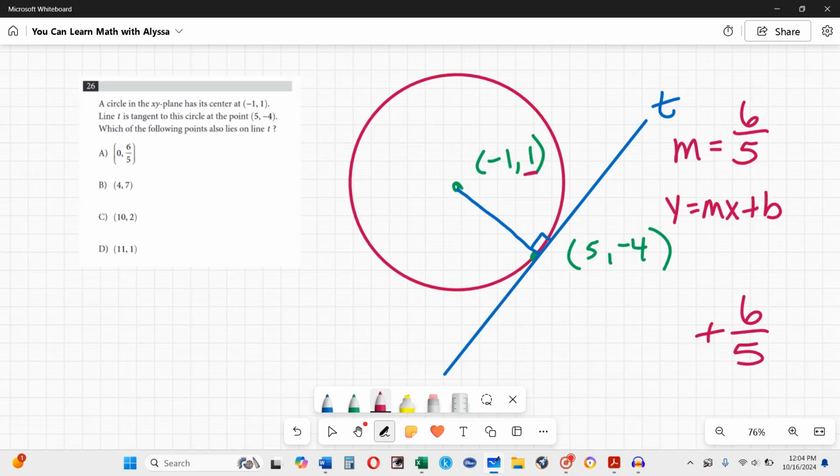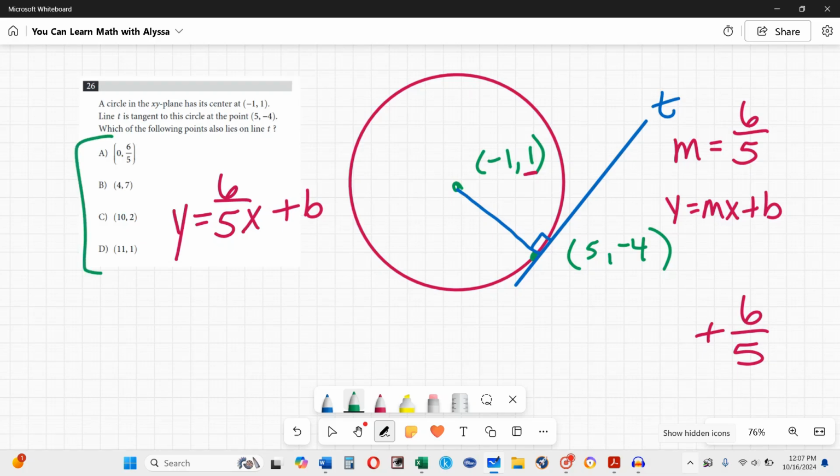Okay, so 6/5, and I'm going to write this over here on the left, y equals mx plus b. And I know that 6/5 is my slope. Now I have my slope in there, I need to solve for b, and then I'll have the equation of the line. And that's important because once I have the equation of the line, then I can determine which of these 4 points is on that line.